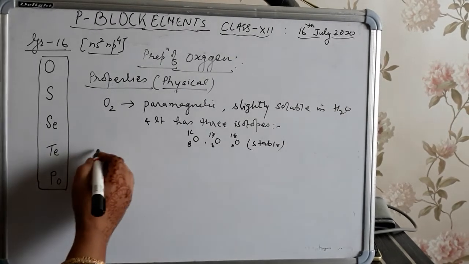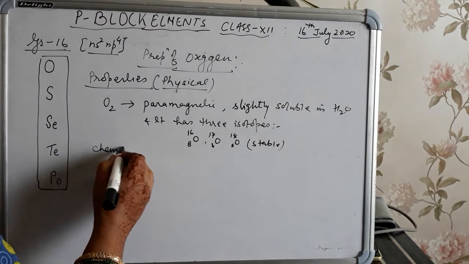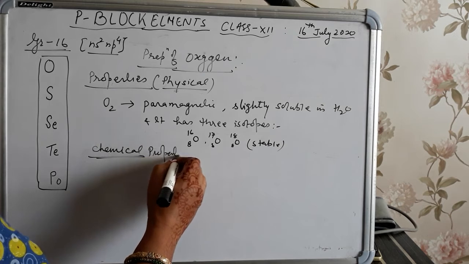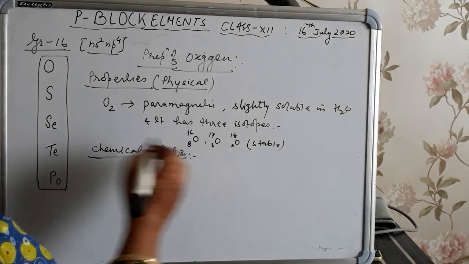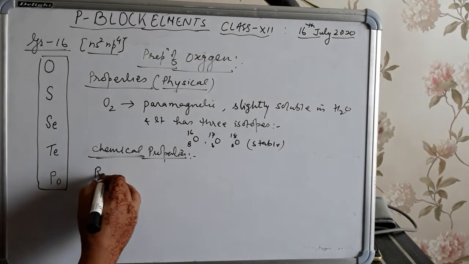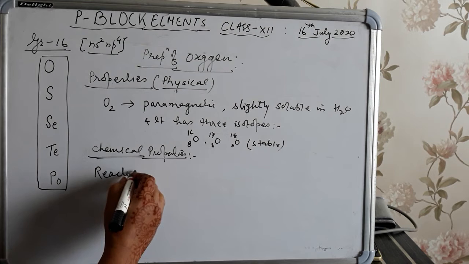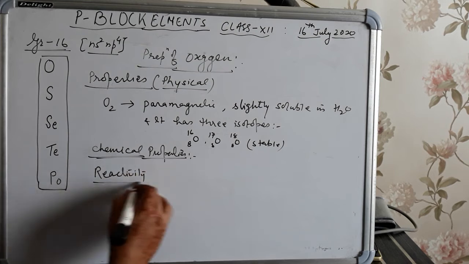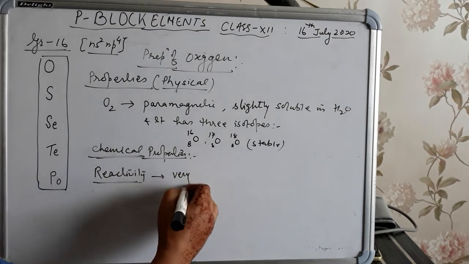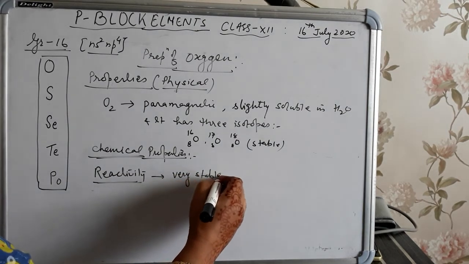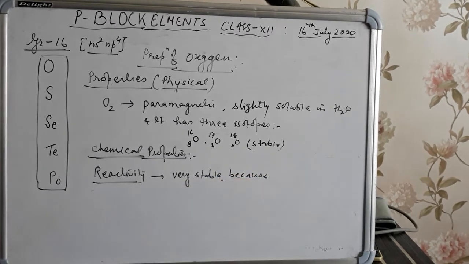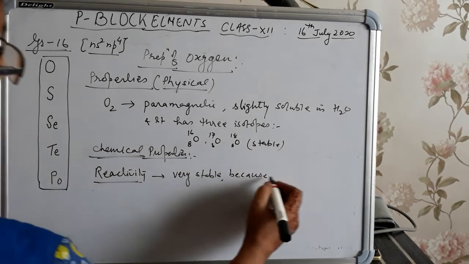Now, chemical properties. At first, we will discuss the reactivity of dioxygen. It is very stable in nature. Very stable because the bond dissociation enthalpy is quite high.